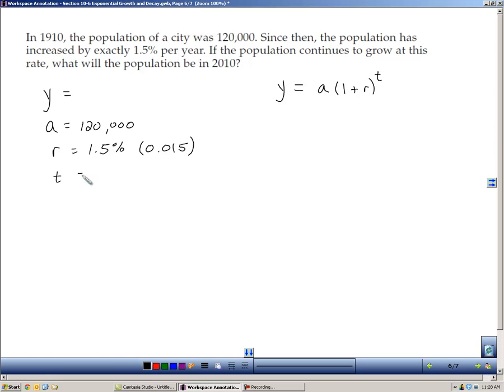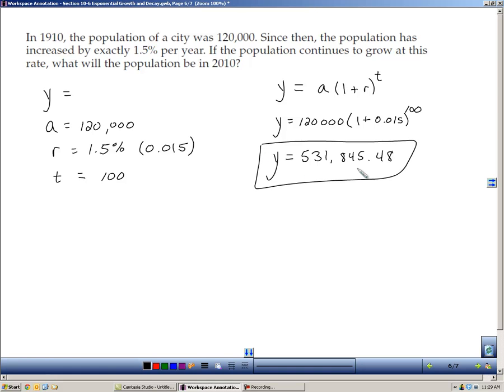And then the time we're talking about is from 1910 all the way to 2010. So the time is going to be 100 years. So we're going to use these values, plug them in, and solve for the y. Now there's really nothing magical about this formula. There's no logs that I have to take or anything. It's just a calculator problem. You do 1 plus 0.015, you take that to the 100th power, and you multiply it by 120,000. That's a calculator problem. Do that, and you're going to get 531,845.48. So that's an estimate of what the population would be at this growth rate after 100 years.